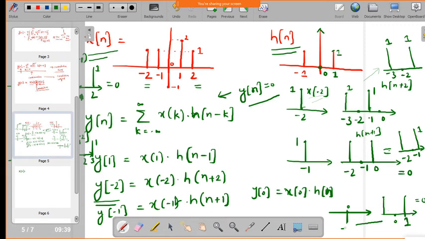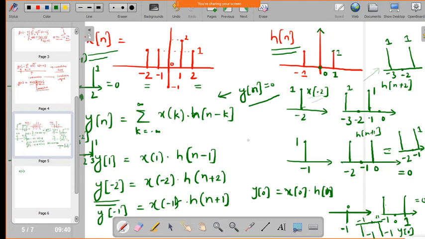So at 0 it is having a minus 1, so minus 1 into, so here it is minus 1, so at index minus 1 into plus 1 it will become minus 1, and at 0, minus 1 into 0 it will be 0, and at plus 1, so here it is 1 and here it is minus 1, minus 1 into plus 1 it will become minus 1. So this is a response of the system, that is y of 0.